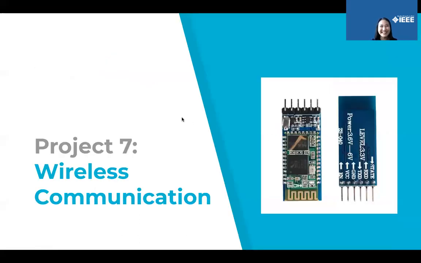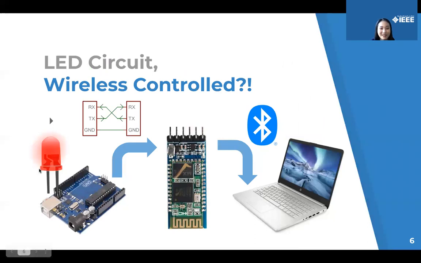Okay, now we're going to talk about the project. So this project is going to be wireless communication. We're going to be using this HC05 module to talk to your Arduino over Bluetooth. All right, so what's going to happen is we're going to have an LED connected to your Arduino, which is going to be controlled by your laptop eventually. So your laptop is going to send the HC05 some bytes or data over Bluetooth, which is then going to send the same data over to your Arduino by UART. And then we're going to use that information to control the brightness of the LED.